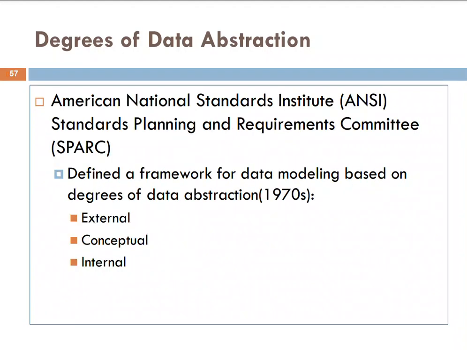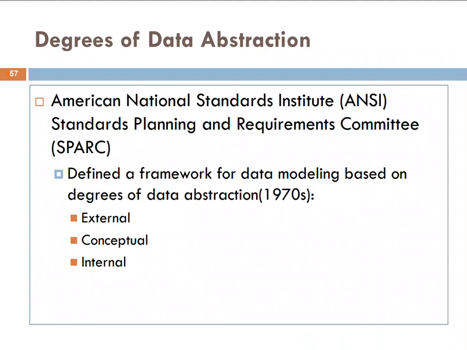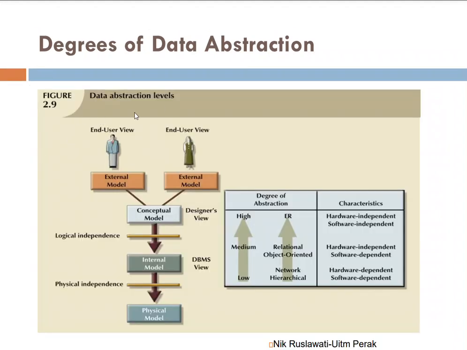So the American National Standards Institute, Standards Planning and Requirements Committee defined a framework for data modeling based on degrees of data abstraction. Okay, so ANSI SPARC ni dia define satu rangka untuk data modeling process based on degree of abstraction in the 1970s. So the three degrees of abstraction are external, conceptual and internal. So apakah itu external, conceptual and internal ni?